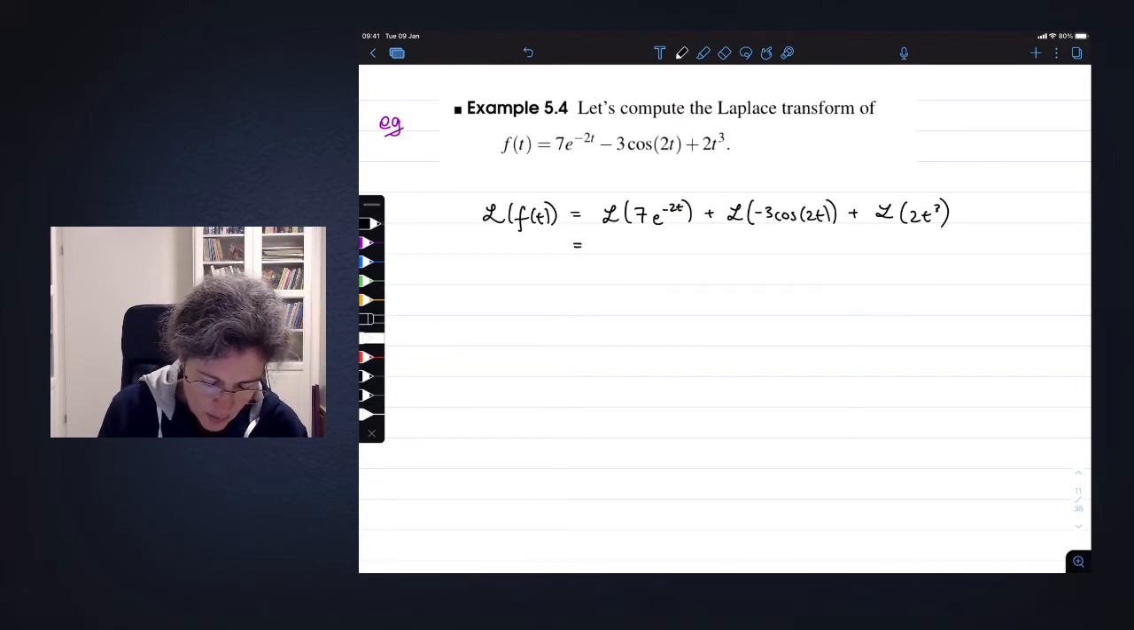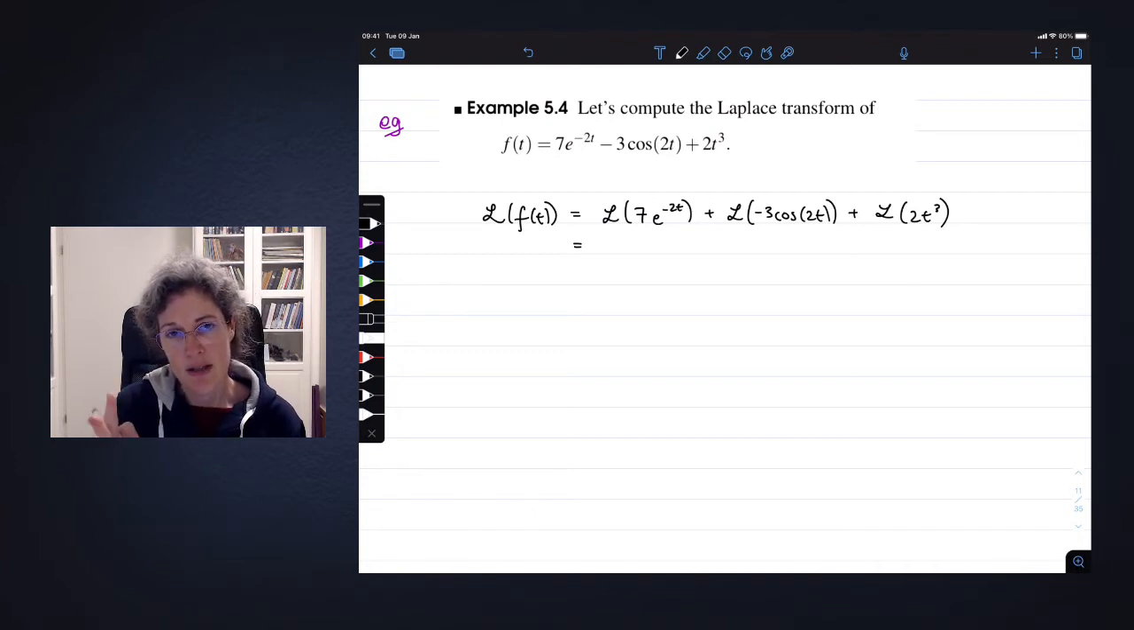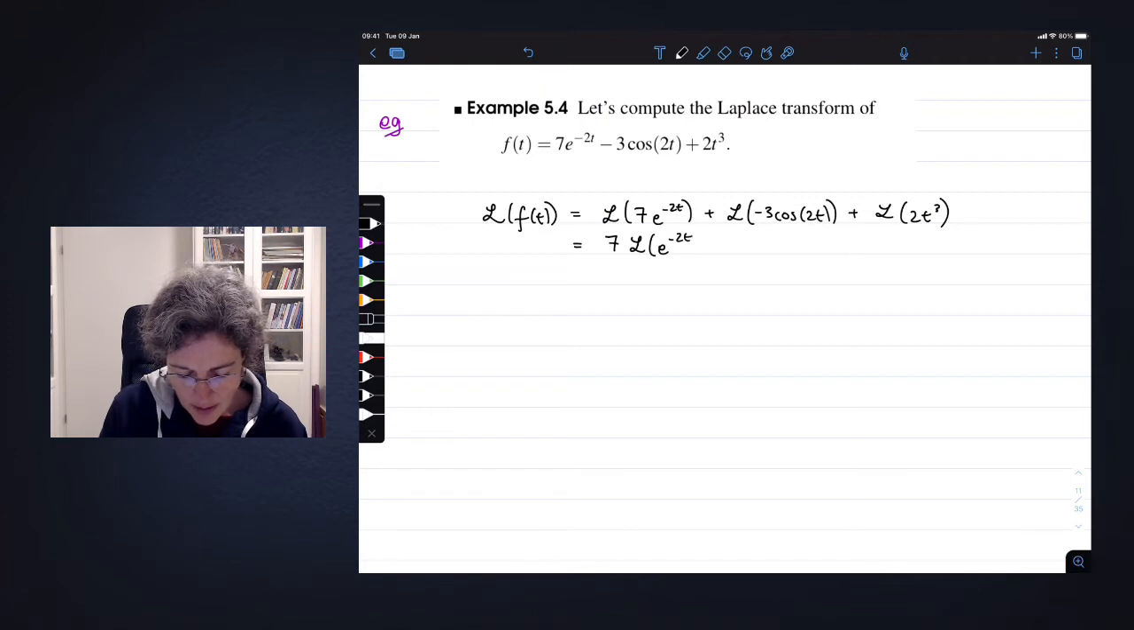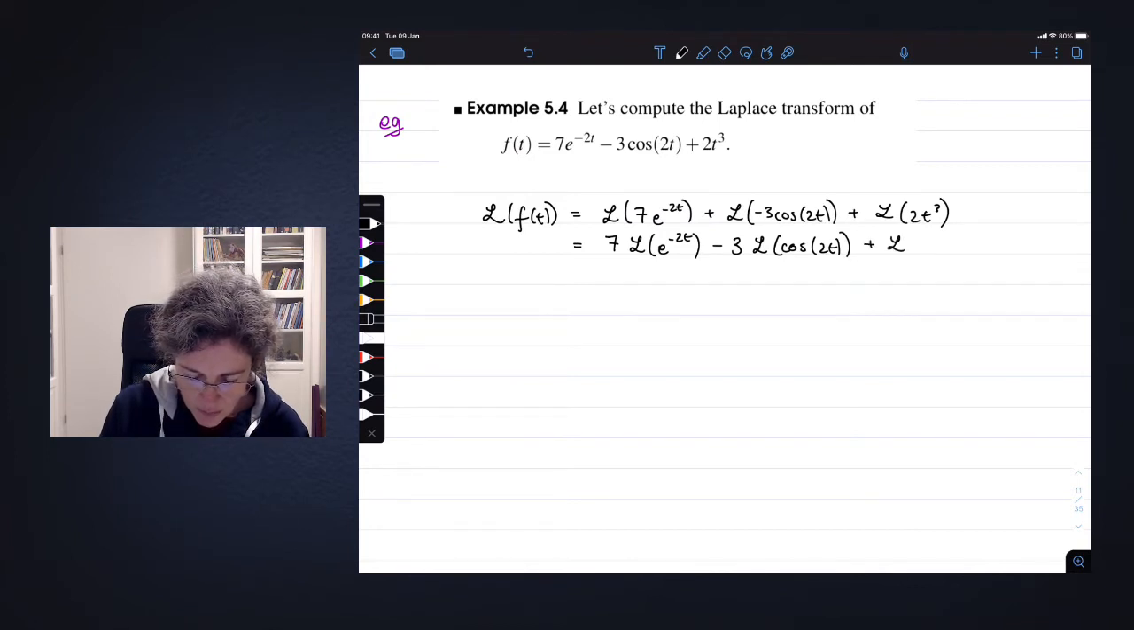So the first term is the Laplace transform of 7 times an exponential, and we know that if we multiply some function by a constant, we can bring the constant out. So this is going to be 7 times the Laplace transform of e to the minus 2t, and again we can bring out this minus 3, so that's going to be the Laplace transform of cos of 2t, plus the Laplace transform times 2 of t cubed.